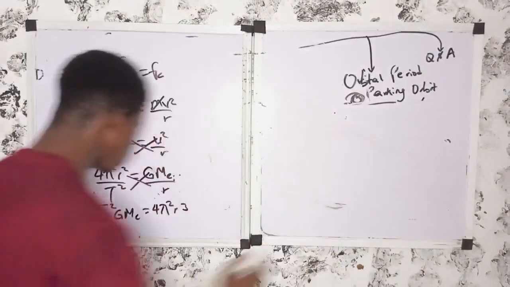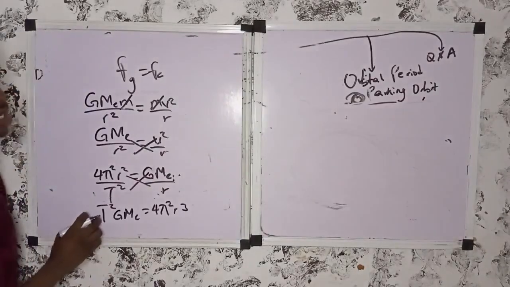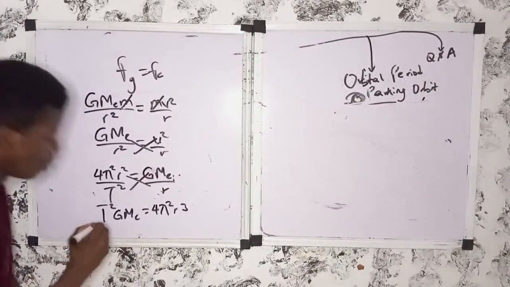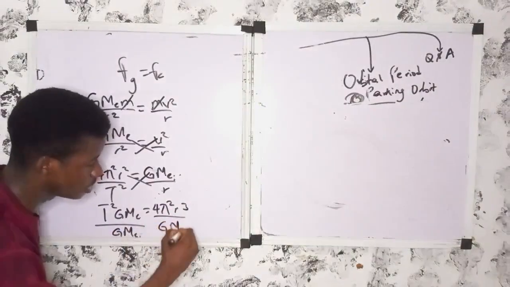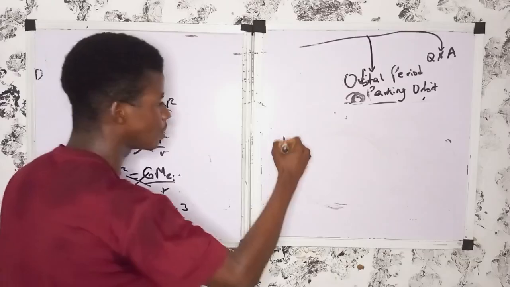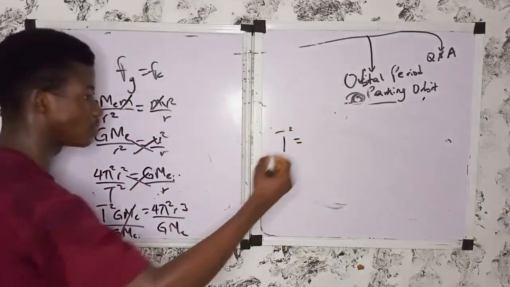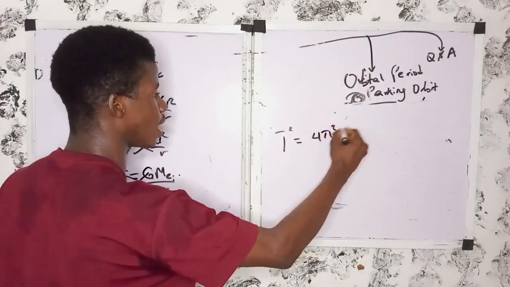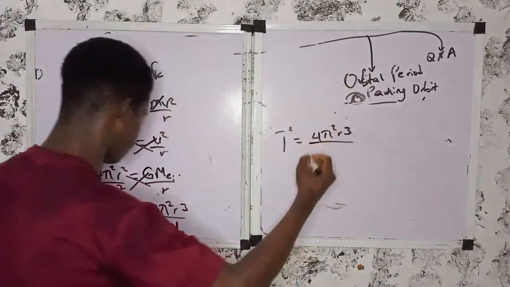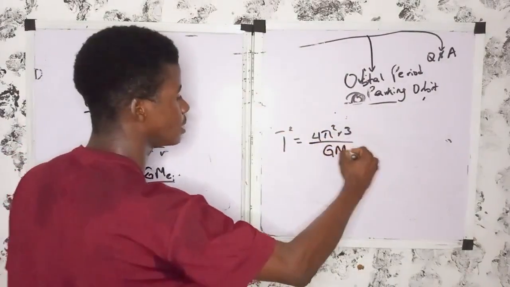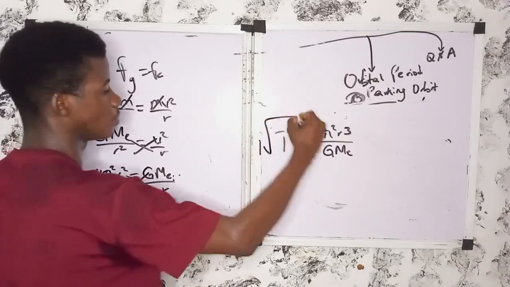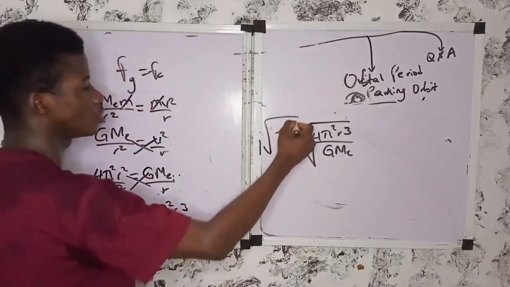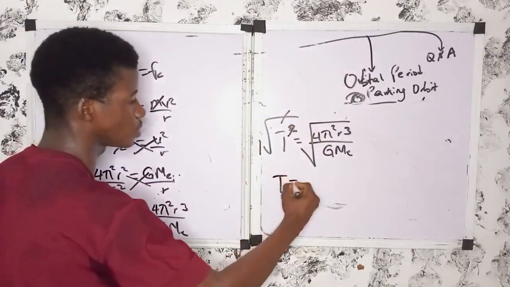Now let's go to this side. So now we are looking for the orbital period, so to make T stand alone, we divide both sides by G M E, right? So this one will cancel. We are left with T square equals 4 pi square r cube all over G M E, right? Yes. Now we are looking for T, not T square. So we take the square root of both sides. This one cancels this. We arrive with what? T is equal to what?